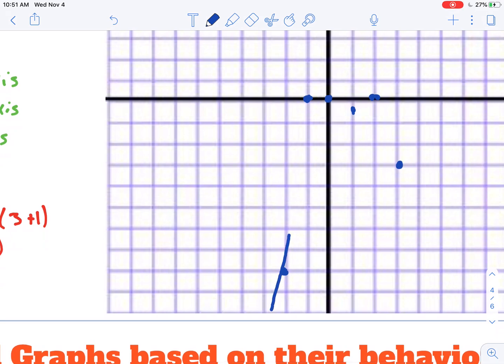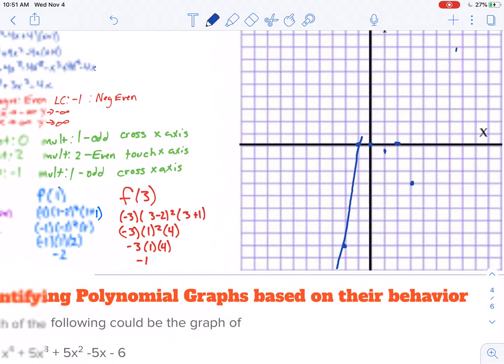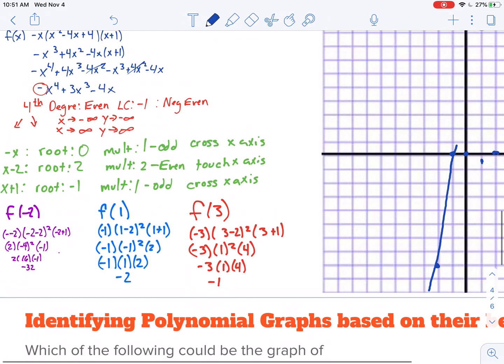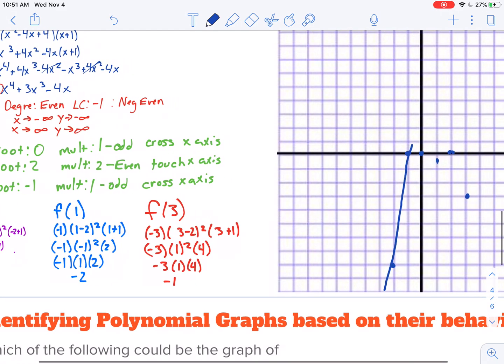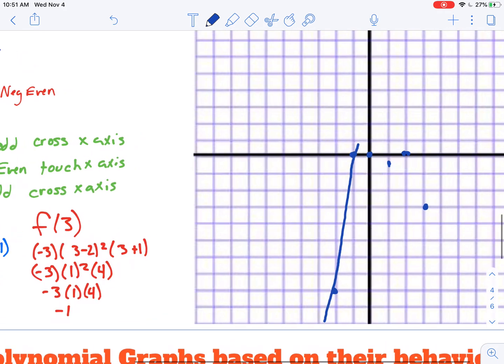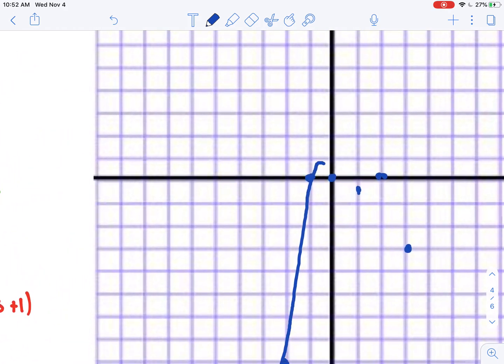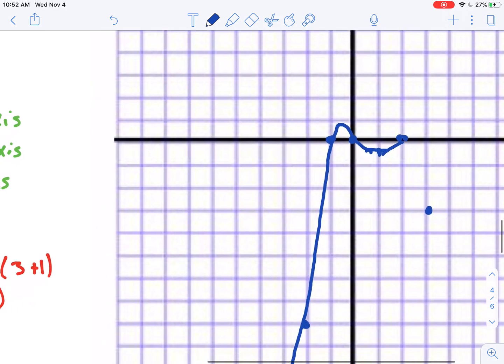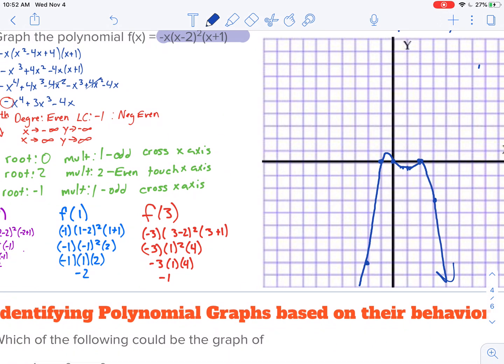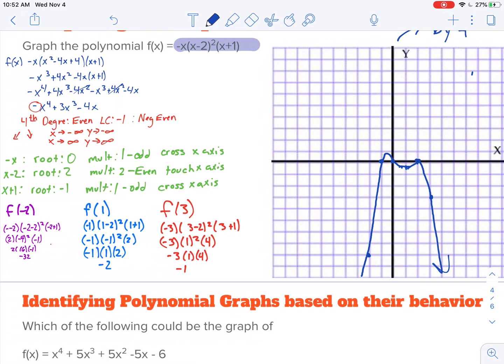This is negative even, so that means as I move left, it should start down. It's going to cross the x-axis at -1. I found that at my root of -1, it's odd, so it crosses the x-axis. And it crosses the x-axis at 0 as well. So it's got to come back down at some point, cross the x-axis. It's going to move through this point and then come back up to its next root at +2. And we found that it touches the x-axis at +2, and then it's going to come back down through this point. So really ugly graph. Not the prettiest here.